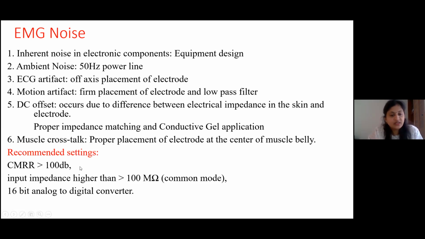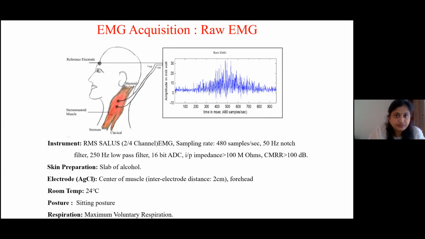The recommended settings for your EMG acquisition are: CMRR should be greater than 100 dB, input impedance should be higher than 100 megaohms, and a 16-bit analog to digital converter or greater can be used for acquisition of the EMG signals. This is EMG acquisition of the raw EMG signals.